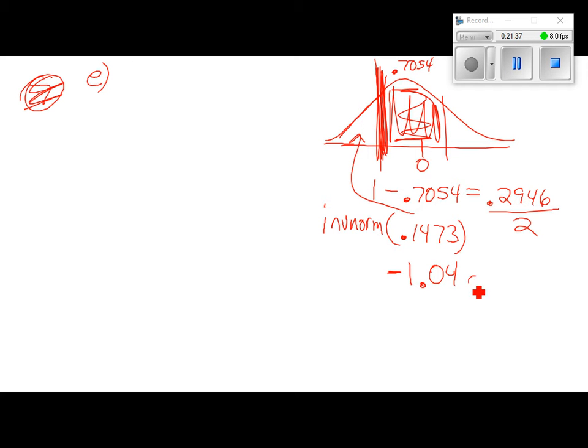-1.04. What's the other one? Positive 1.04. So in between those two Z-scores is about 71% of the data, or the probability of picking something in between those two Z-scores is about 70% of the time.